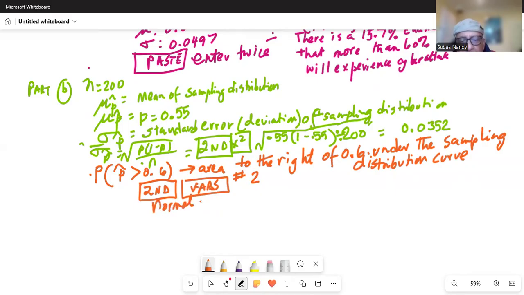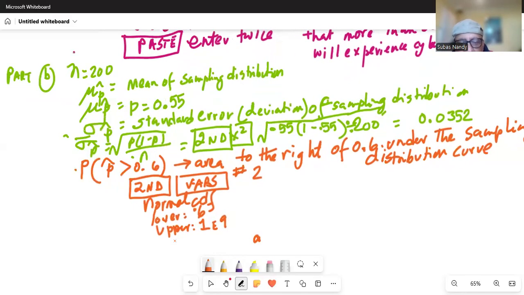I just want to quickly mention normal CDF means normal cumulative distribution function. That is the area. We use this function to find area under the normal curve. So my lower, same as before, lower is still 0.6, upper is also same as before. So we do not need to change that. 1E99, very large on the right.